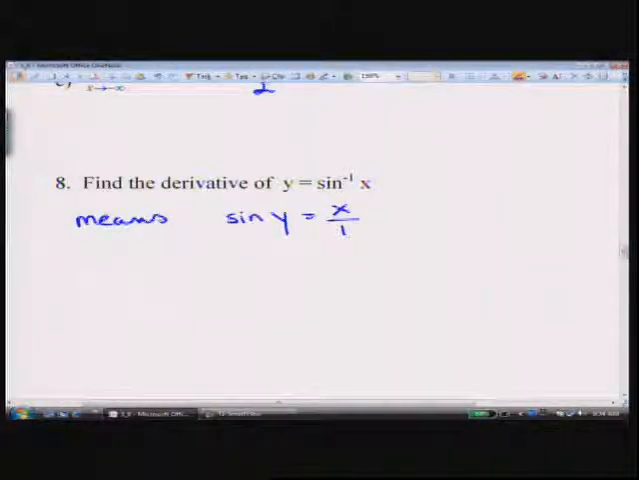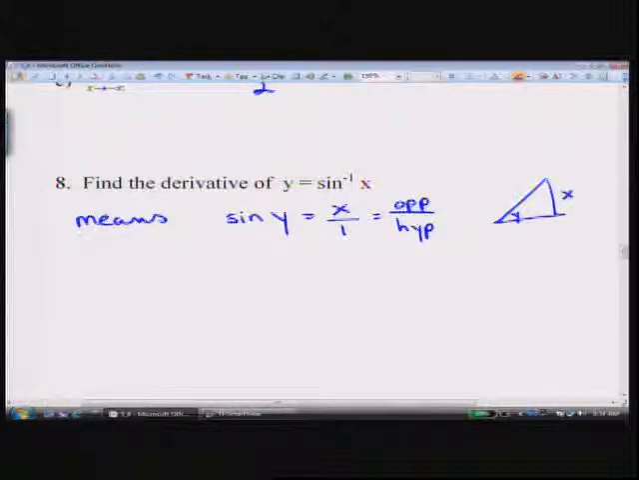So I can just take the sine of both sides, right? The sine is opposite over hypotenuse. So that means that I have a right triangle with an angle y, and the opposite is x, the hypotenuse is 1. If for fun I wanted to find the adjacent, what would it be? Square root of 1 minus x squared, just using the Pythagorean theorem. This squared minus that squared, take the square root.